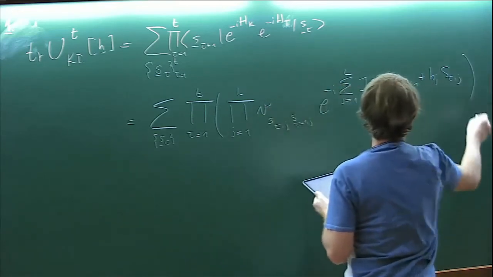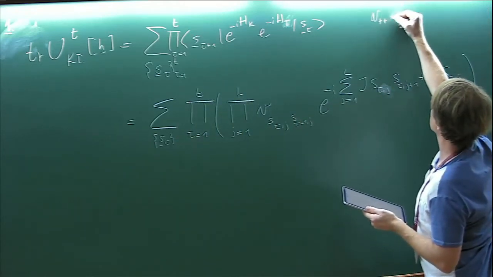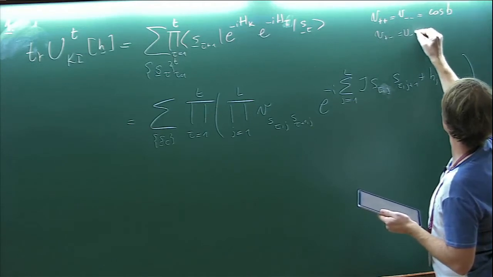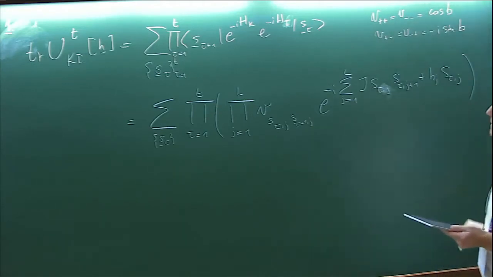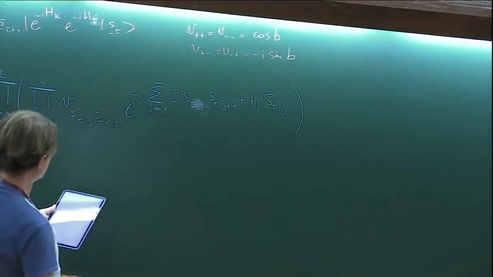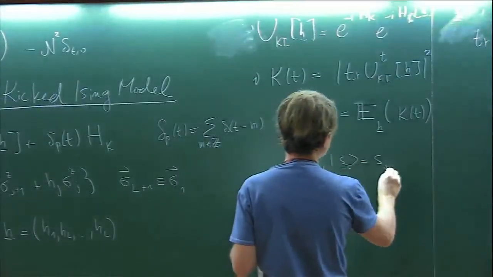And now, remember what it is. I will just remind you, V plus plus equals V minus minus equals cosine b, and V plus minus equals V minus plus equals minus i sine b. So this is the exponential e to the minus i b sigma x. This matrix has two elements, one on the diagonal, one off the diagonal. And I remind you again, if you call this S tau, this is S tau comma j.